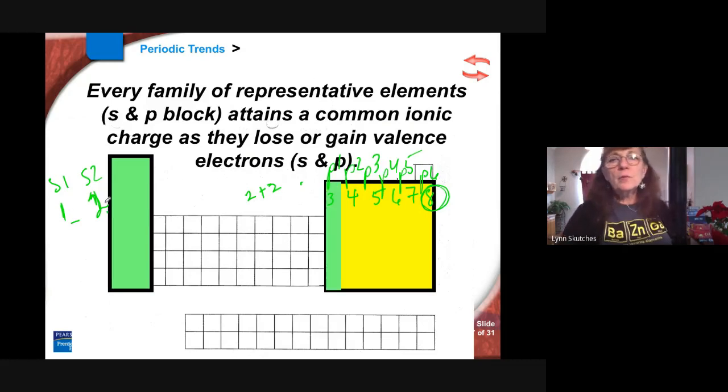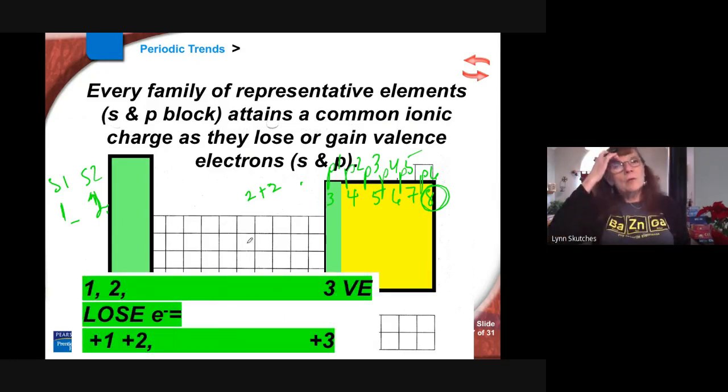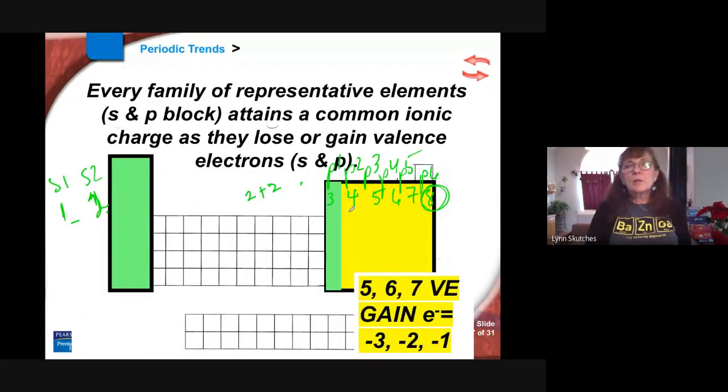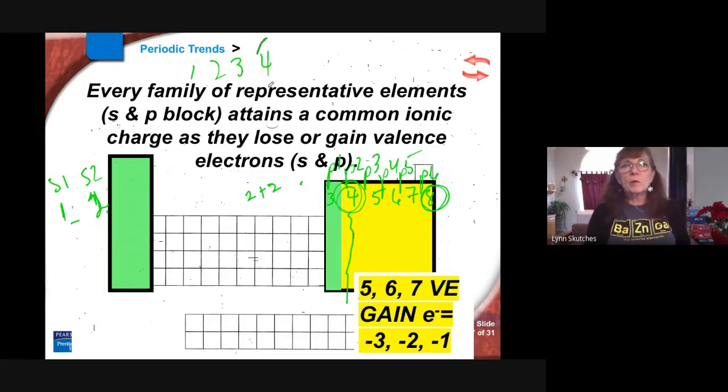1, 2, 3. Okay. And those all lose. Group 1 loses 1, group 2 loses 2, group 3 or 13 loses 3. +1, +2, +3 charge. That won't be on the quiz, but I'm just getting that out there, okay? And then we're going to ignore group 4 right now because they're a little confused. They're halfway in between, right? 1, 2, 3, 4, 5, 6, 7. Everybody wants to be 8.